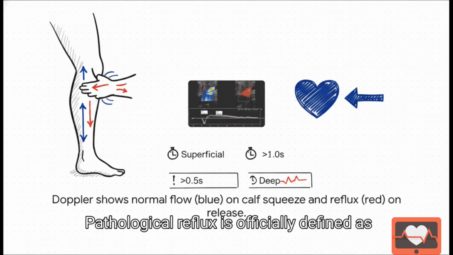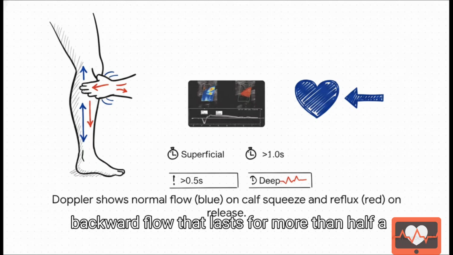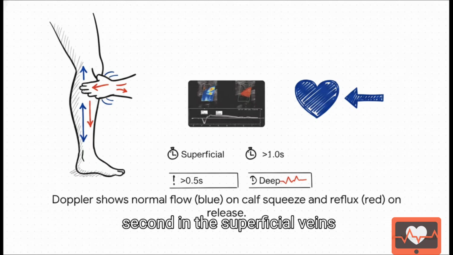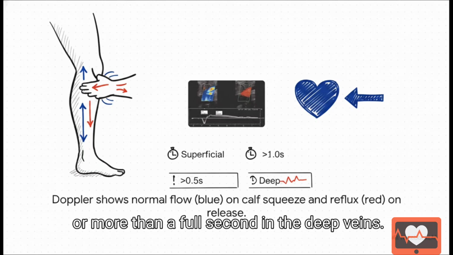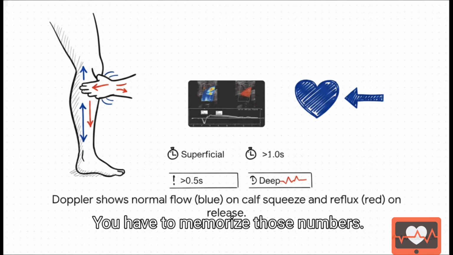Okay, time for a memory flash. Pathological reflux is officially defined as backward flow that lasts for more than half a second in the superficial veins or more than a full second in the deep veins. You have to memorize those numbers.